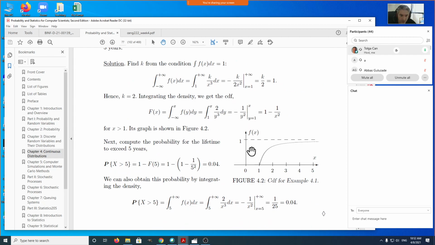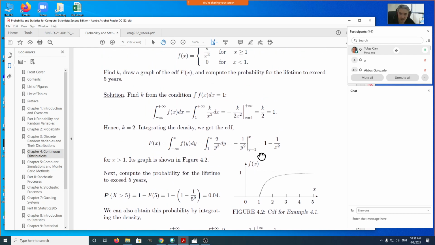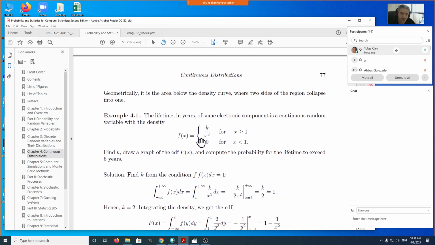So yeah, it's this one. If you look at this example, the PDF is given to us as k over x cubed for values of this random variable greater than or equal to 1. For less than 1, it's all 0. So this random variable is defined from 1 onwards going to infinity. If this is the PDF, what is k?